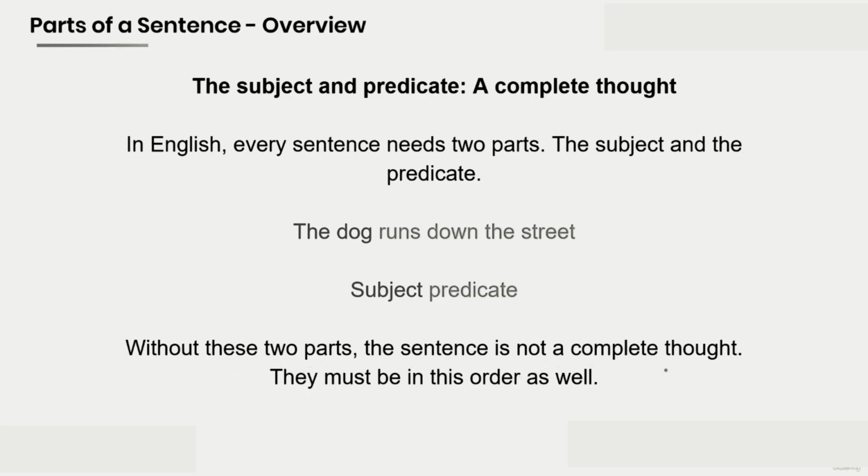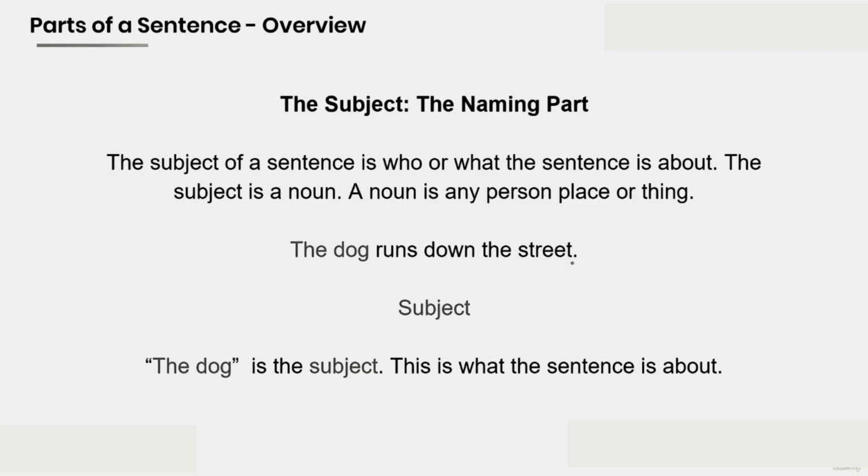We won't consider it a full sentence. And again, these must be in order, right? You can't say, runs down the street the dog. In English, that is incorrect. In other languages that may be the structure. But in English, the structure goes subject first followed by the predicate. Now, let's go into detail about these parts. First, the subject.